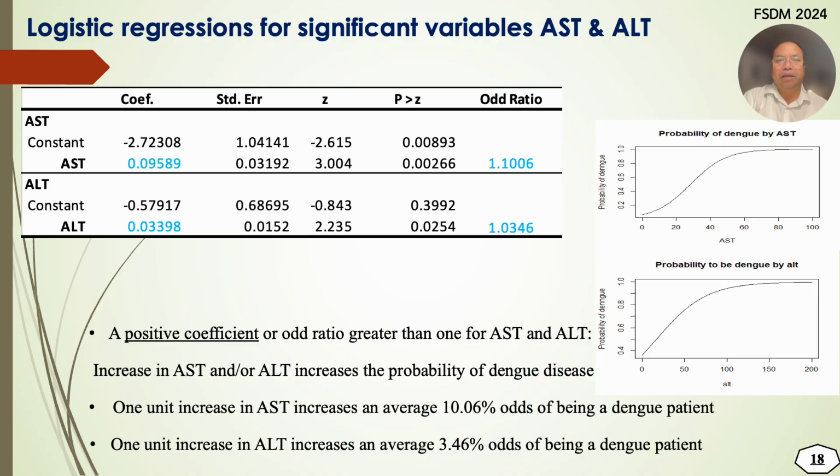Logistic regression for the significant variables AST and ALT. The following table shows the output for the simple logistic regression for AST and ALT. Both of those regressions have positive coefficients and odds ratios greater than 1, and the positive coefficient shows that an increase in AST or ALT increases the probability of the dengue disease. A 1 unit increase in AST increases the odds of being a dengue patient by an average of 10.06%. Similarly, a 1 unit increase in ALT increases the odds by an average of 3.46%.